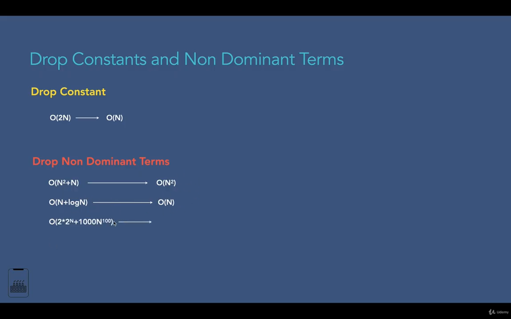Now for example, if we have some complex expression like this, in this case we can write O(2 to the power of n), because this is the biggest value in this expression over here.